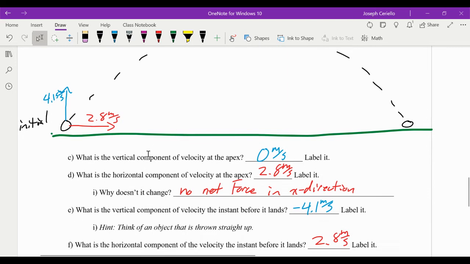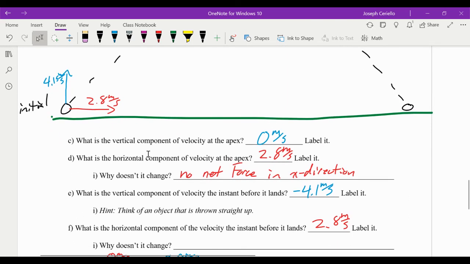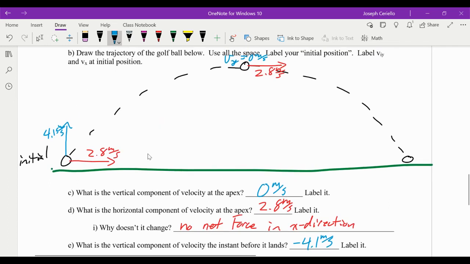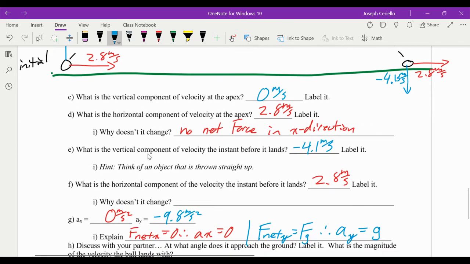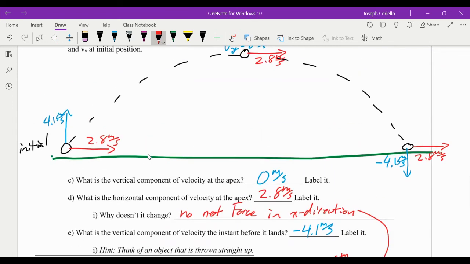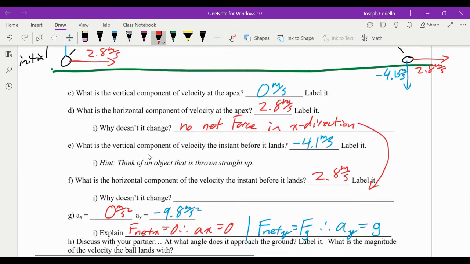So E, it says, what is the vertical component of the velocity the instant before it lands? Well, we know the x component before it lands. That's the same. That doesn't change. That's actually question F, 2.8 meters per second, because there's no force in the x direction. But the y component now is going to be negative 4.15 meters per second, or 4.15 meters per second downward. And again, the reason the x component does not change is because there is no force in the x direction, only in the y direction. That's why the y velocity changes, the x does not.